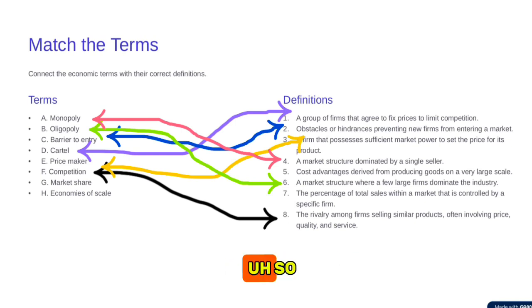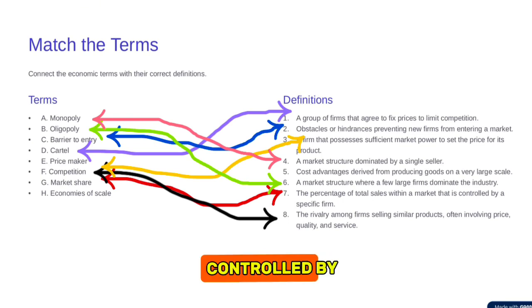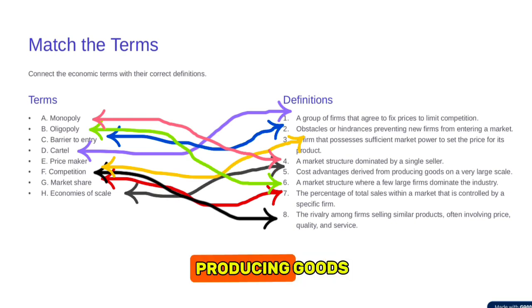Next one. Market share, G. This is the percentage of total sales within a market that is controlled by a specific firm. For example, if one company sells 40% of all phones, it has a 40% market share. And the last one, economies of scale. This is cost advantages derived from producing goods on a very large scale. And this means large companies can produce goods more cheaply because they produce in high volume.